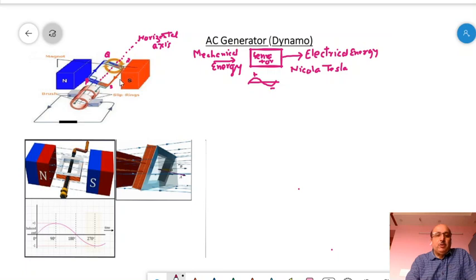The second point is the field magnets. Here is a horseshoe magnet having two ends, the North Pole and the South Pole. Or we may take the combined magnets having a North Pole and a South Pole facing each other.